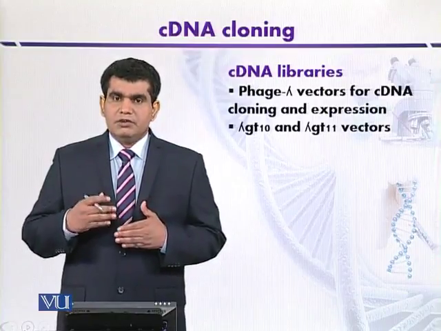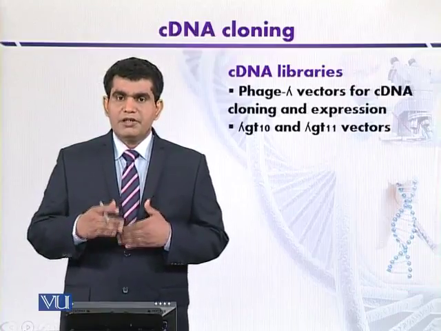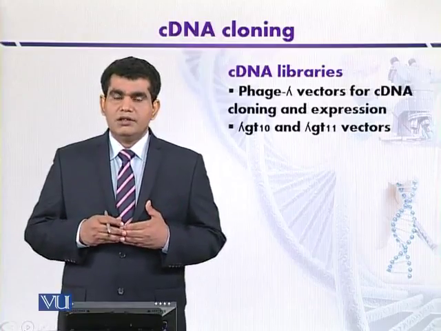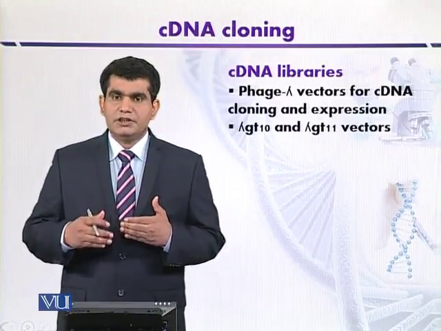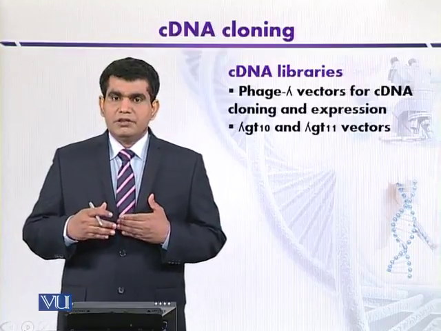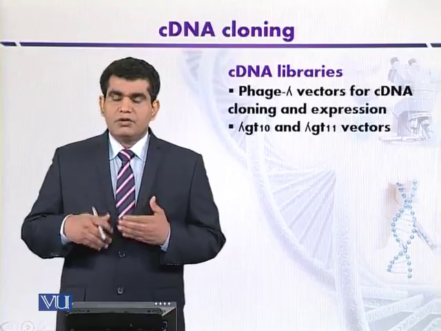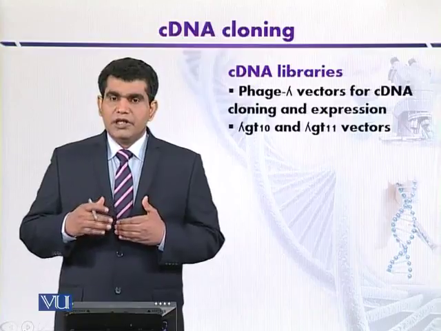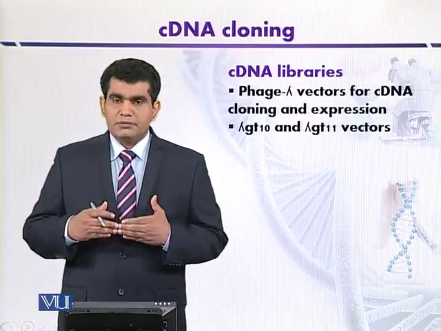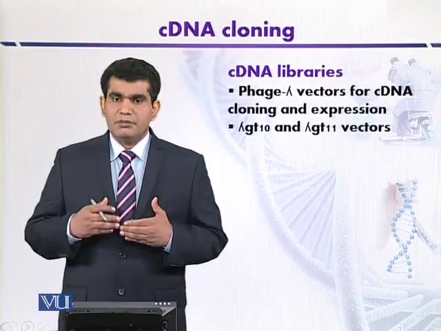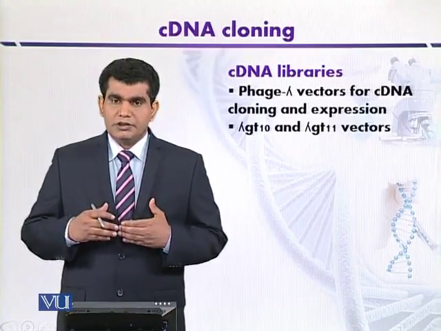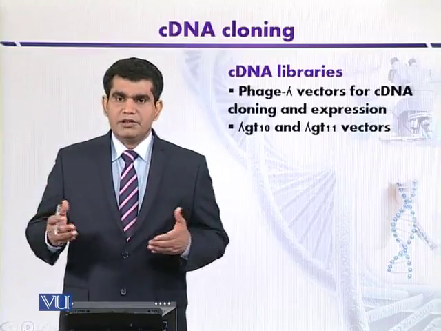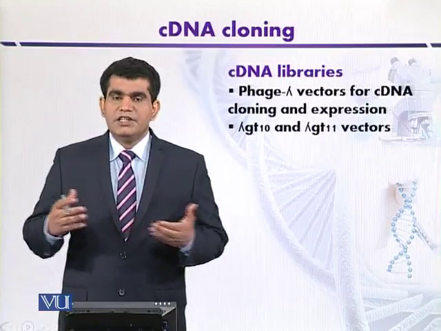After insertion in lambda gt10, the plaques can be screened by hybridization using a specific probe if the sequence of our gene is known. On the other hand, for lambda gt11, we can insert our cDNA in the appropriate orientation within the lacZ gene, so that it can be expressed as a fusion protein. And this fusion protein can be detected by using immunological techniques. In addition to that, other vectors like lambda ZAP, which is a type of phagemid vector, can also be used for cDNA cloning.